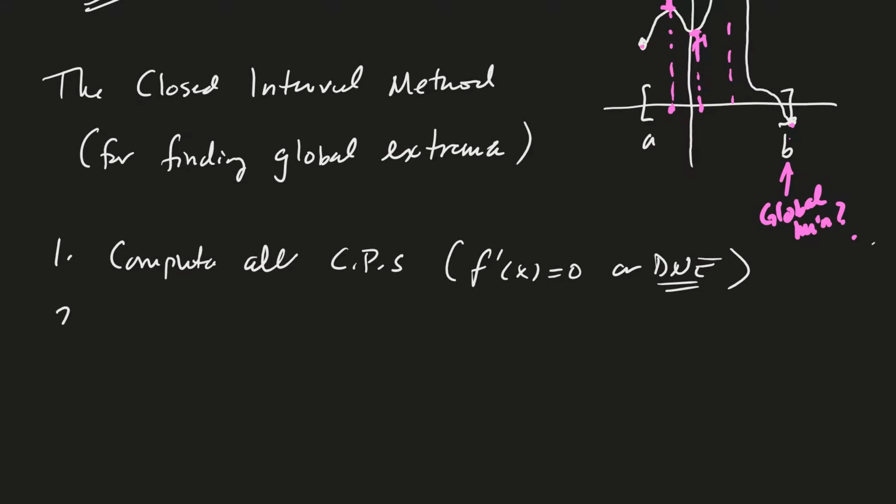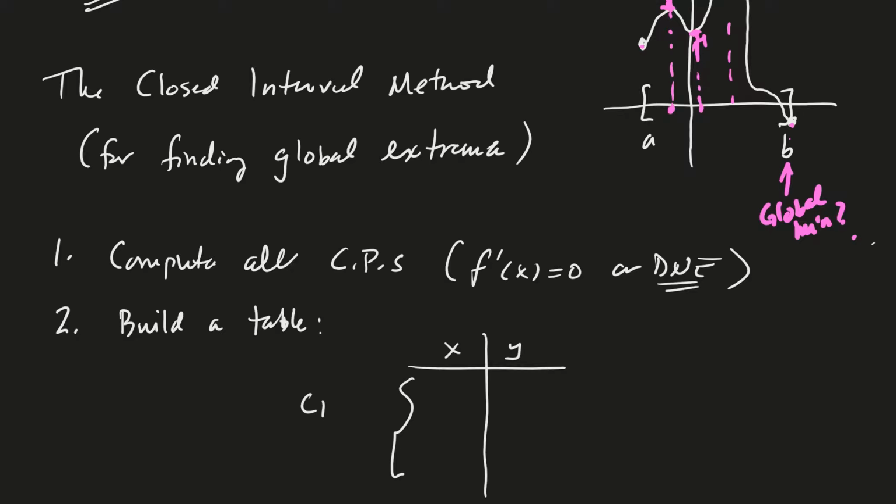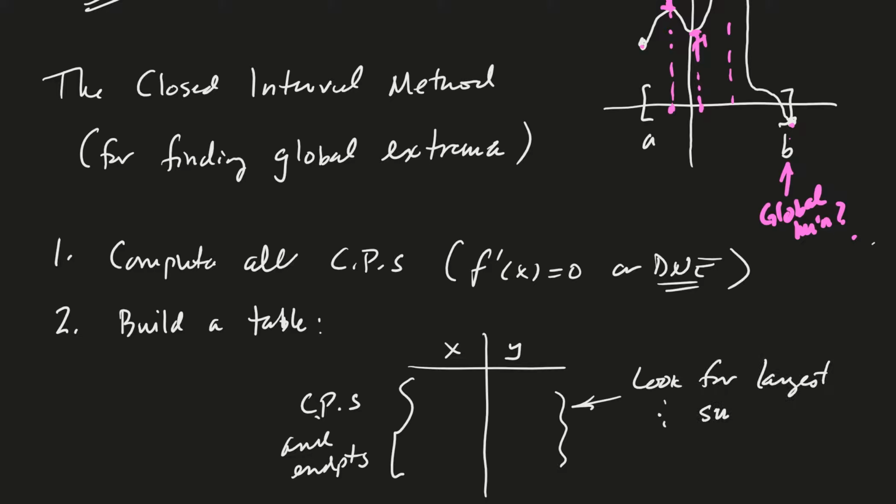So the second thing is we build a table where we have our x and our y, and in the x column we put the critical points and the endpoints. And then on the right side, we just look for the largest and smallest values. And that's it. That's how you find the global max and min.